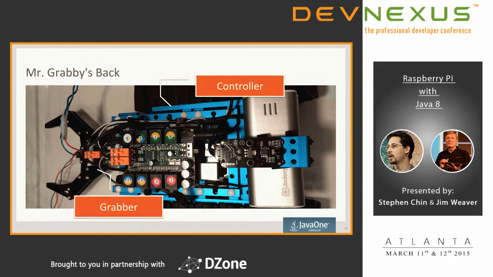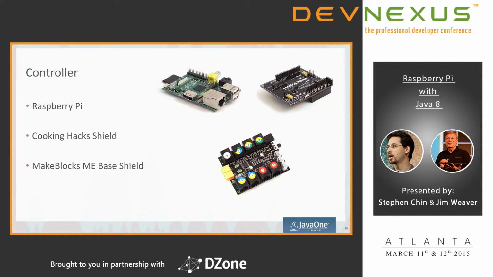And what I did is, under the Arduino shield, rather than putting an Arduino, I put a Cooking Hacks shield, which adapts from the Raspberry Pi GPIO pins to the Arduino pins. And then I put a Raspberry Pi under that running Java. So all the code for actually controlling the directions and the logic is done in Java code.